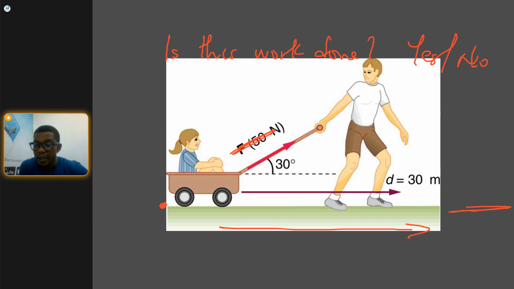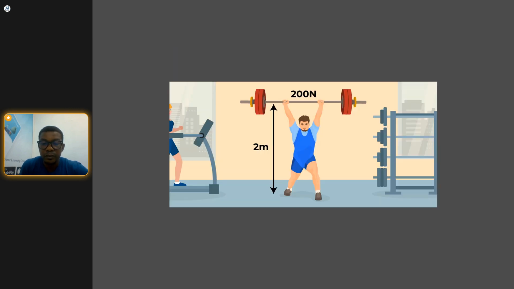Okay, so lastly, we'll take one more illustration. You are going to tell me if it is work done or not. Then we'll move to the next thing, which is calculation. For this picture also, is it work done or not? Is this work done? Yes or no? Okay, thank you for your response. It is what? Work done. It is also work done.